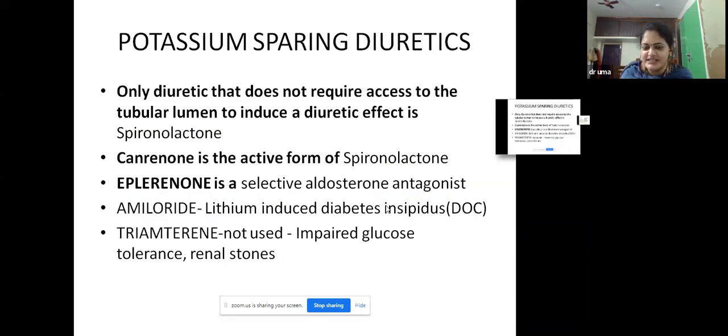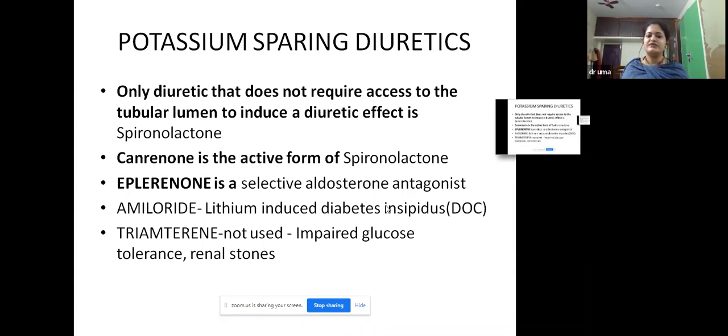Potassium sparing diuretics are the only diuretics that act from the interstitial side. All other diuretics produce their action by acting over the tubular lumen. Spironolactone acts mainly from the interstitial side, and canrenone is the active form of spironolactone. Eplerenone is a selective aldosterone antagonist.